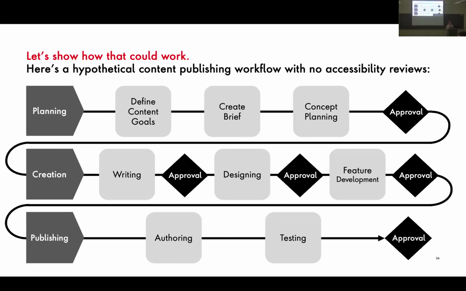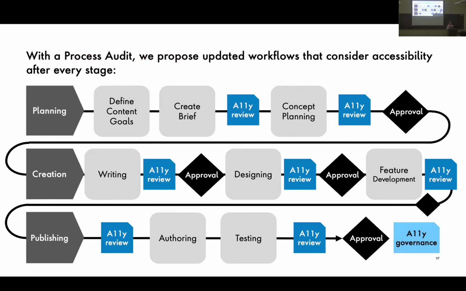It has no accessibility reviews. Team just pumps that stuff out, and then we audit it later and find tons of issues. Okay, so when we do a process audit, one of the things we do is we propose updated workflows that consider accessibility after every stage. Okay, so I just turned on a bunch of accessibility reviews in the midst of this content publishing workflow.